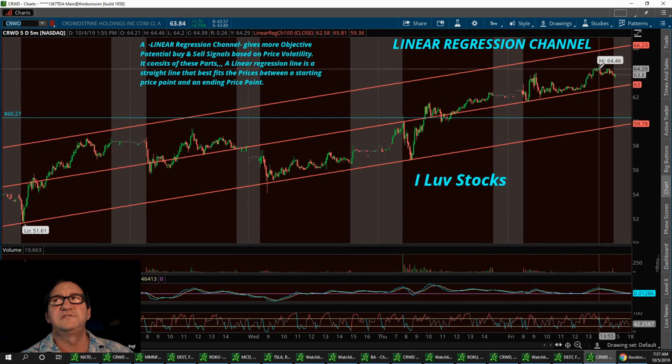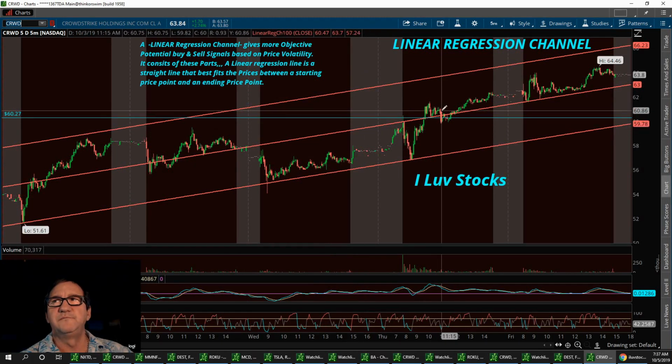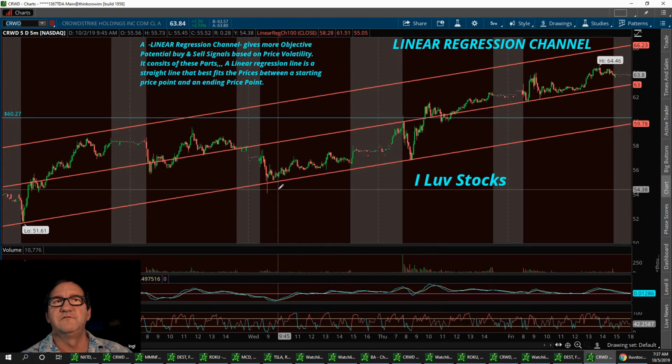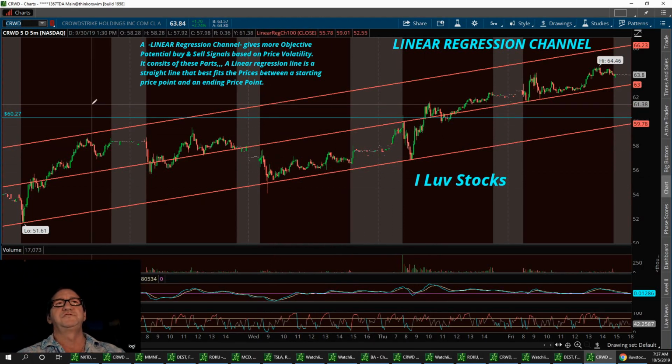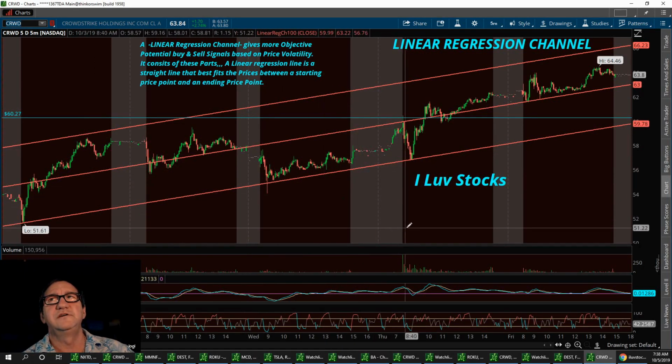Then when we had this here, you could have got out at a pretty good profit right there from 55 all the way to 63 in 3 days. But running on this pivot point, you could have got out at 60, so that's still a $5 trade. So we're bullish on CRWD too. And that concludes the lesson of the linear regression channel.